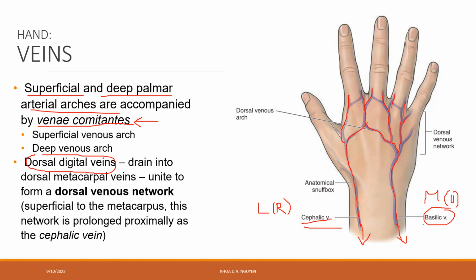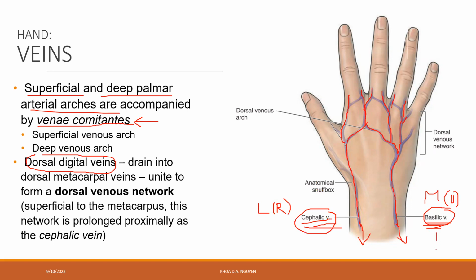So these veins are very important simply because most of the venous return from the upper limb is carried out by these superficial veins, okay? We have superficial veins and then we have deep veins, okay? These are the superficial veins of the upper limb.